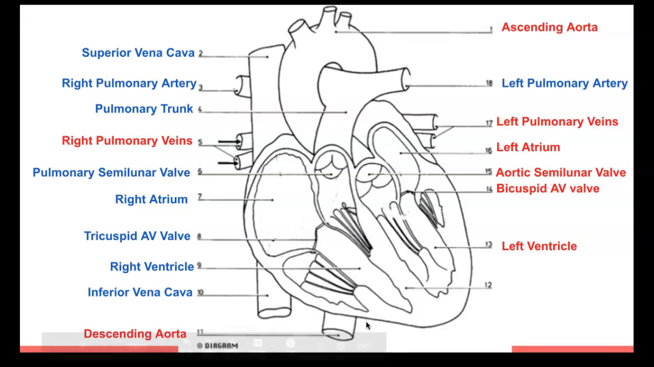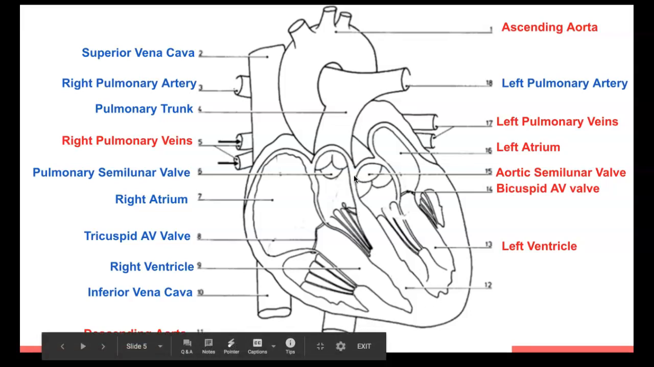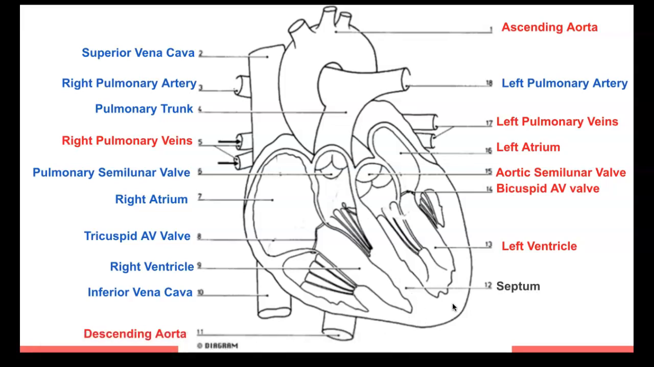And then we have just one more label, which is the wall that separates the two sides of the heart, the left from the right, and it's called the septum. So the septum is the complete division between the two sides to make sure that we don't have oxygenated and deoxygenated blood mixing. So that's what the actual diagram of the heart looks like.